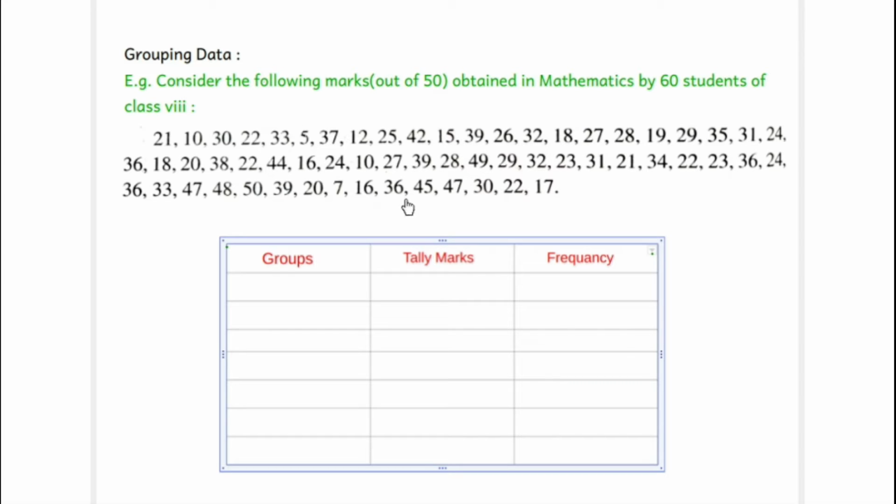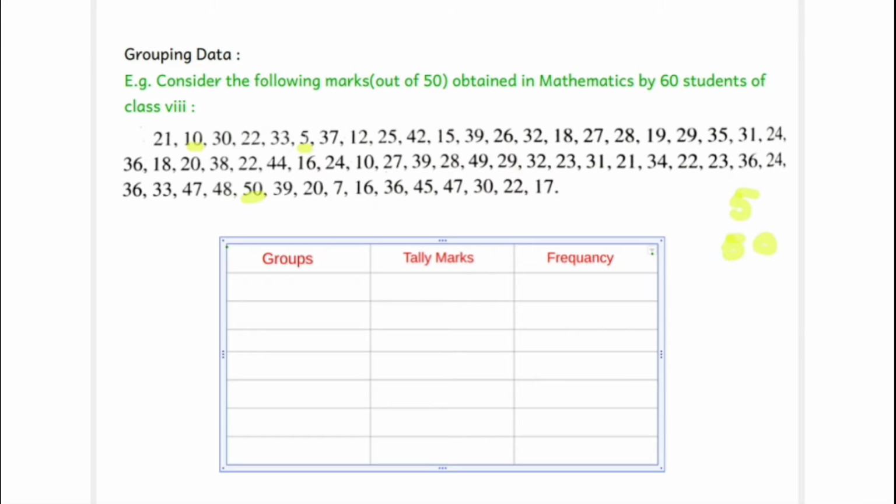How to group it? First of all we will check which is the lowest number and what is the highest number. Here we can see 10, then 5 is also there. So till now 5 is the lowest number. Now what is the highest number over here? Here 50 is the highest number.